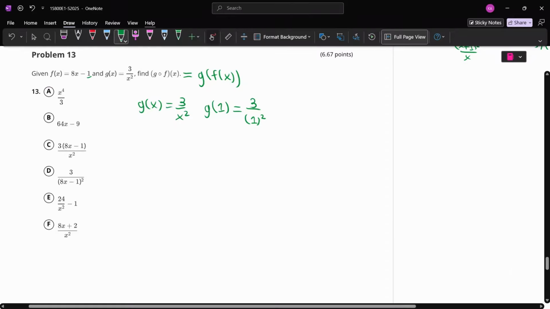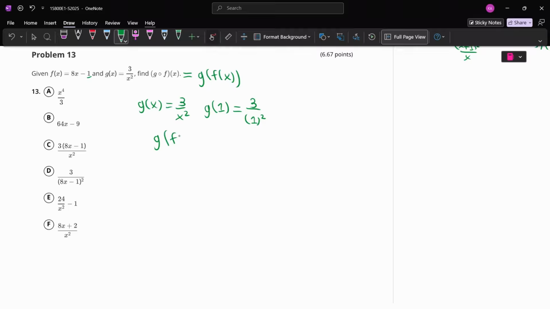So in this case of g of f of x, that's going to be equal to 3 over f of x squared, which is going to be equal to 3 over (8x minus 1) squared. And then all we have to do from here is, well, we don't have to FOIL it, because looking at the answer choices, it doesn't have it FOILed out. So we can say right away that the answer to this question is going to be D.